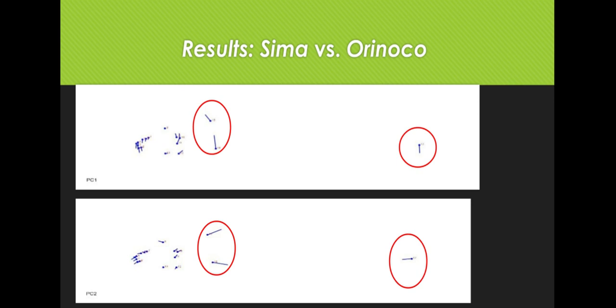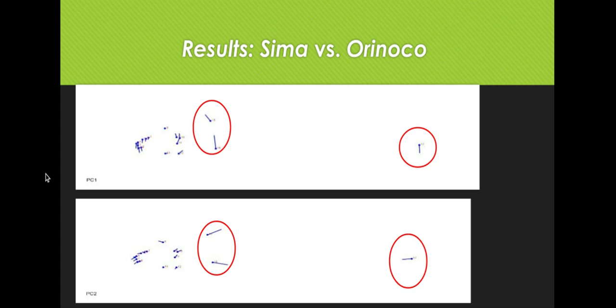So for Sema and Orinoco, our first pair of sister species, principal component 1 and principal component 2 show the most variance. The first principal component is actually based on body depth. So I have here the red circles around where you can see the variance for body depth anteriorly and posteriorly. Those points are 13, 14, and 17, which if you were to look back, you can see that those are some of the morphologically important landmarks on these fish.